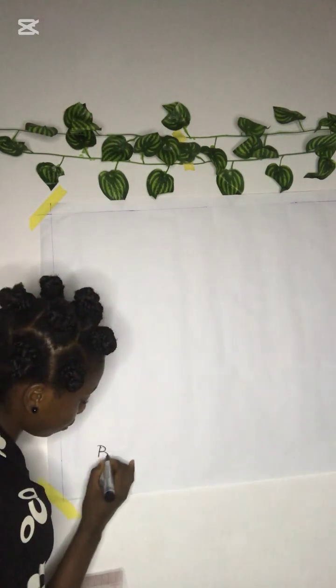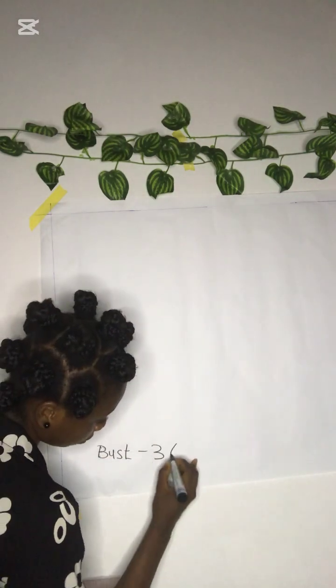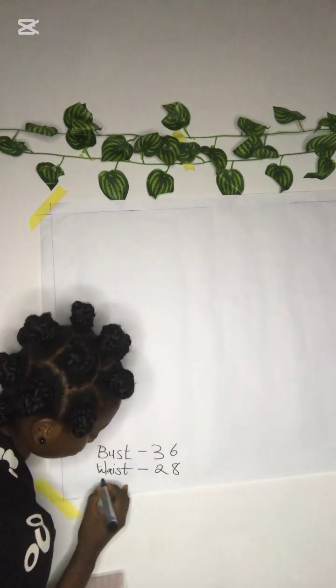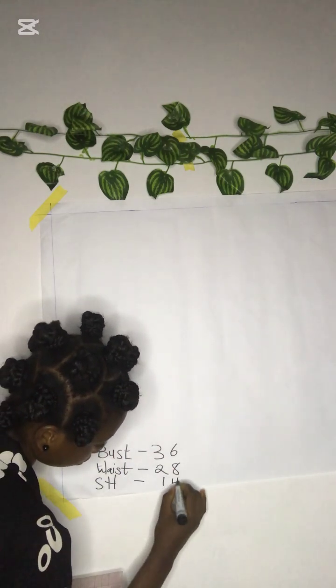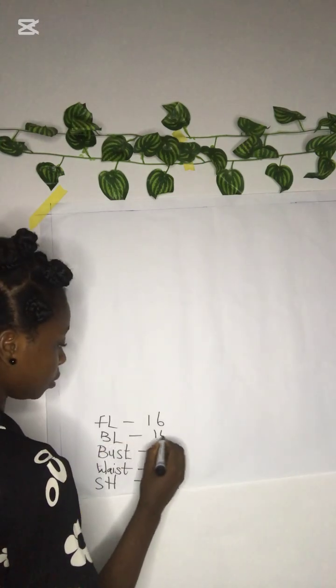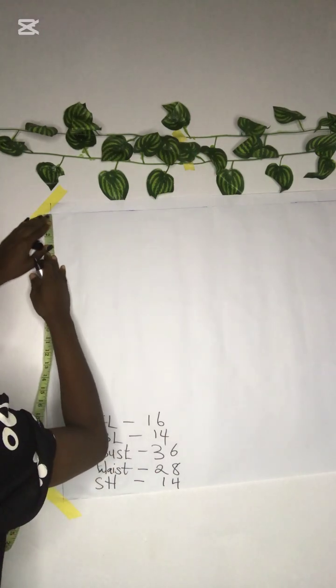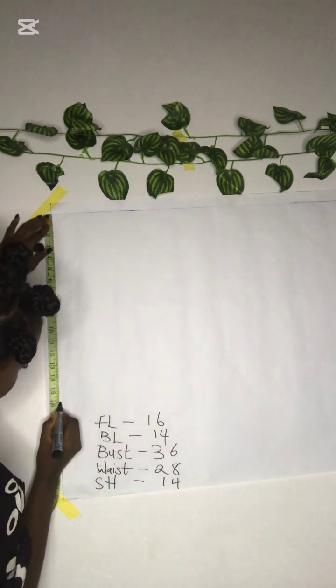Alright, so after that, I'm just going to write out my measurements. For today, I'm going to be using a bust of 36, a waist of 28, and a shoulder of 14. And for my front length, I'm going to be using front length 16 and back length 14. So now you're going to see why there's a difference between the two as we proceed.